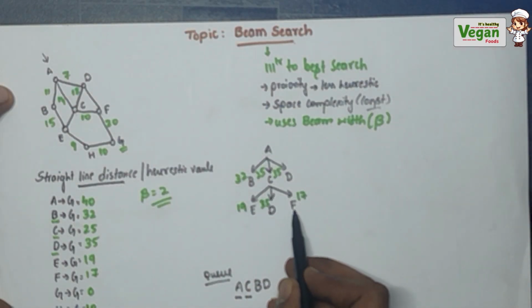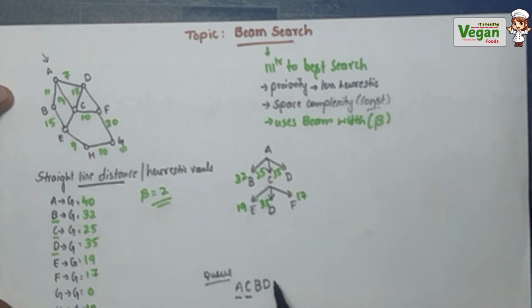Among E and F, who is having the less value? F. So we will be going with F and then E. D is already filled, so no need to fill it again. Now I will be selecting F because it is having the least heuristic value.